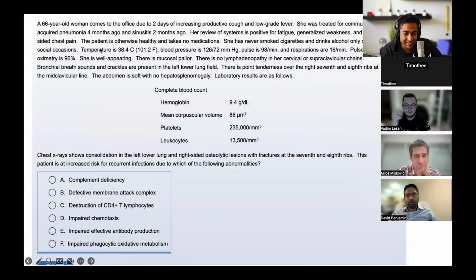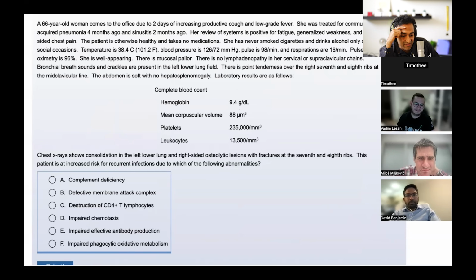Hemoglobin is 9.4, MCV 88, platelets 235, leukocytes 13.5. Chest x-ray shows consolidation in the left lower lung and right-sided osteolytic fractures at the 7th and 8th ribs. She has increased risk of recurrent infections due to which of the following abnormalities? The fuck question is this getting? A complement deficiency, membrane attack complex defective, destruction of CD4 lymphocytes, impaired chemotaxis, impaired antibody production, impaired phagocytic oxidative metabolism.